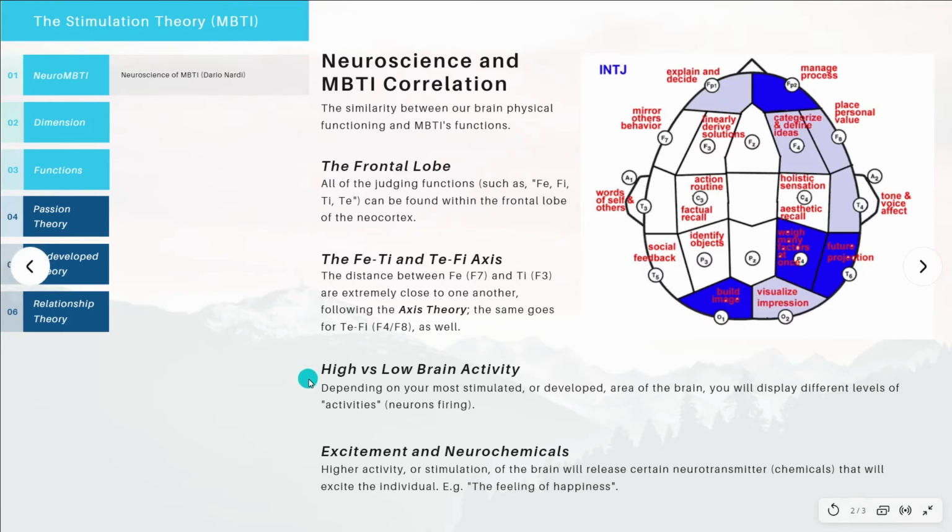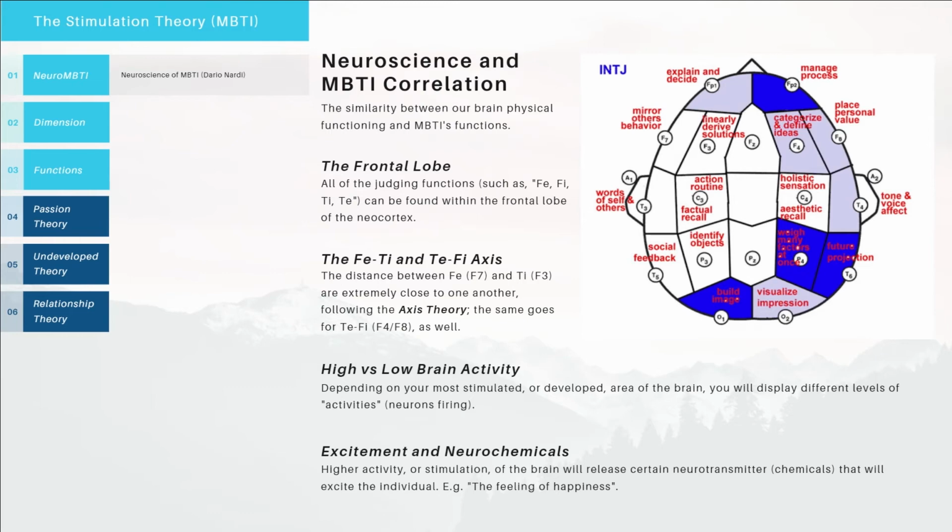So let's look at the high versus low brain scale activity. So this is actually the stimulation of your brain, and this is when certain regions of your brain are activated more or less. For example, let's say you have more neural connections in your FE or your F7. Then, for example, as an FE DOM, ENFJ, ESFJ, or INFJ, ISFJ, you'll be utilizing the F7 brain region much more, because you have more neurons there. So when you're firing this section of the brain, you're activating neurons in that region.